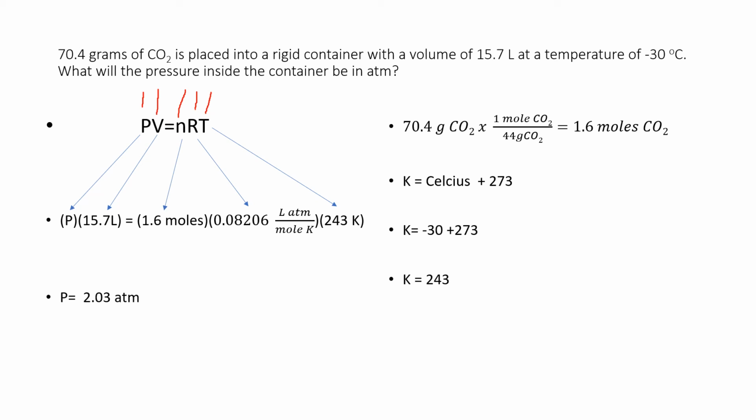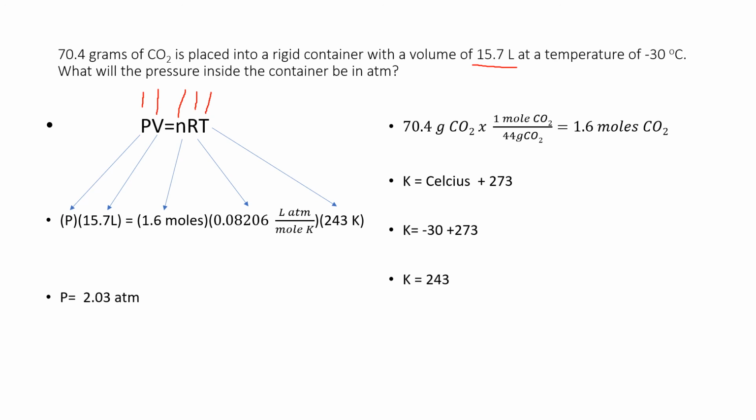But as long as you have 4 of the 5 pieces, you can always find that 5th piece. So let's show that process for this one. I'm just going to get things where they go in the proper units. Pressure is what we're looking for. Volume, we need to have it in liters. Right from the problem, it tells us 15.7 liters, so we have the volume.